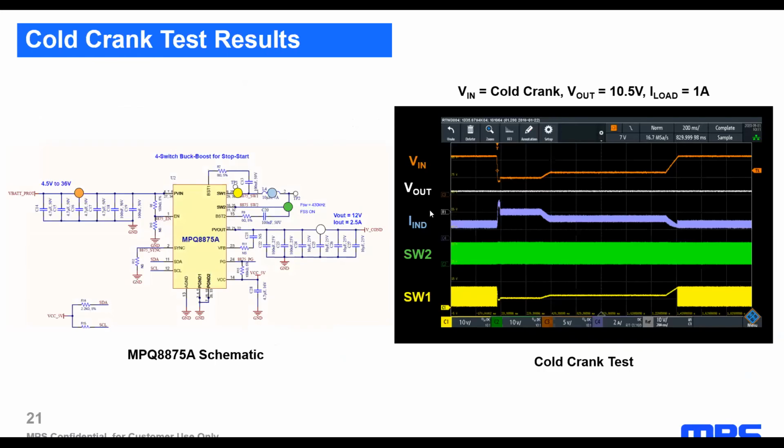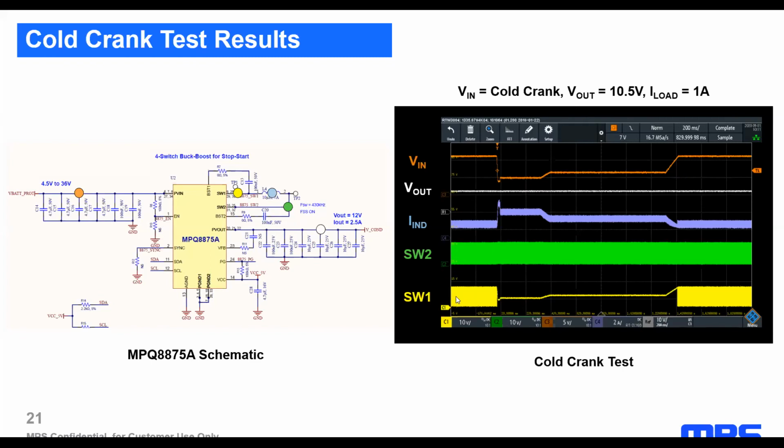An example of this operation is seen here, where we have applied an input voltage with a cold crank profile, and we also get the output voltage at 10.5 volts. This parameter is fixed by the I2C interface. We have set a load current of 1 ampere, and we can see here the peak current of the inductor and how it increases due to the cold crank profile. And we also can see the switch nodes.